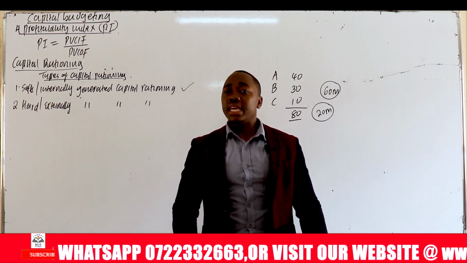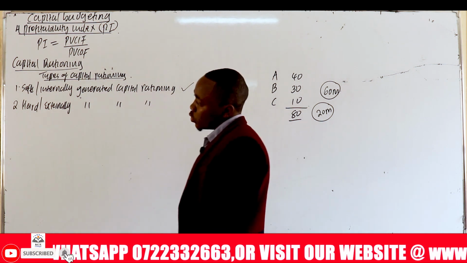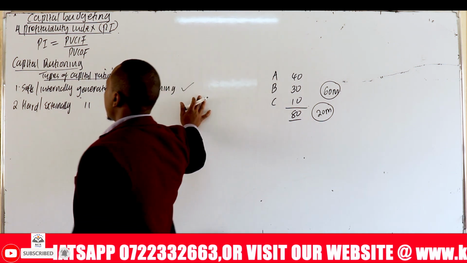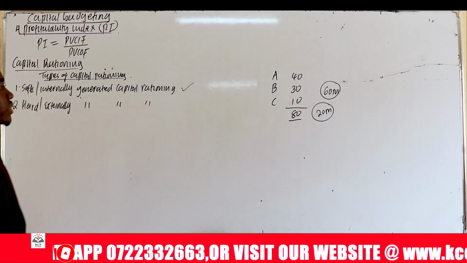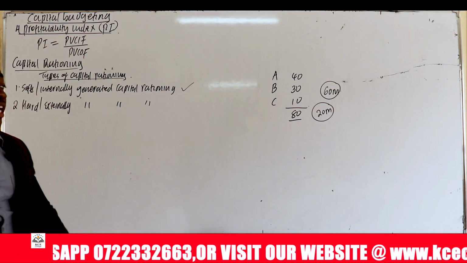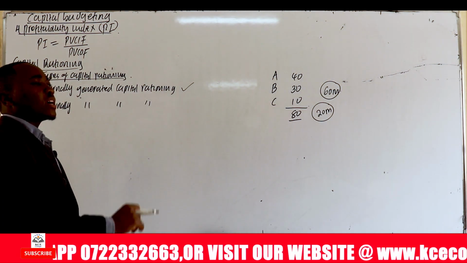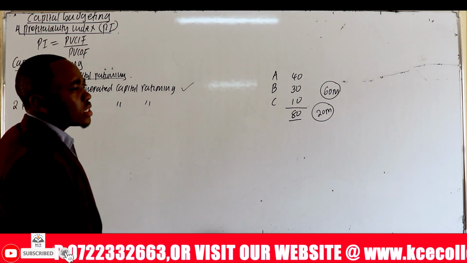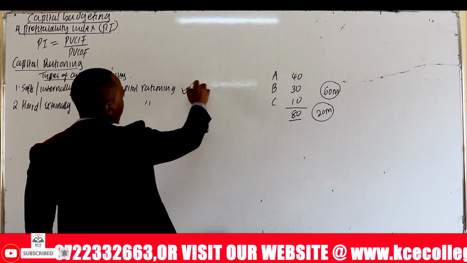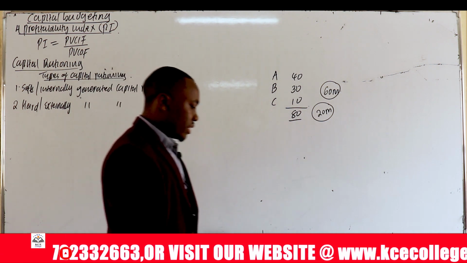That's what we call the external factor. So that's the difference between the two. Under soft or internally generated capital rationing, there is scarcity of investment funds due to factors within the control of the management. And what gives rise to internal capital rationing? Now, just reason, everything is in your notes.